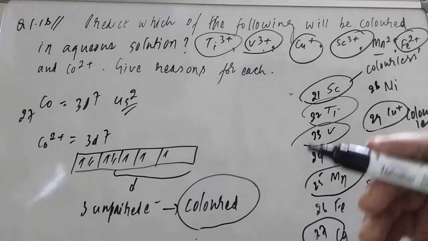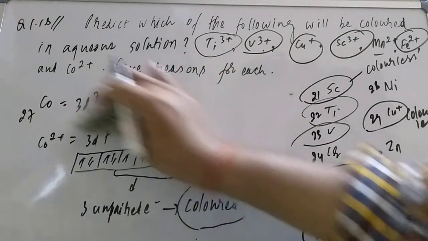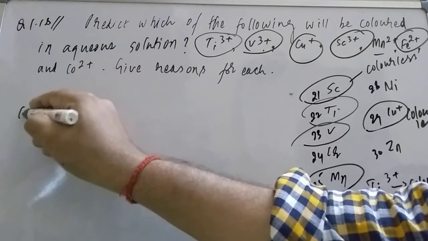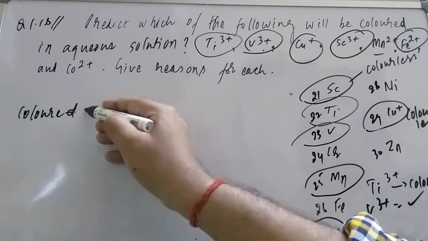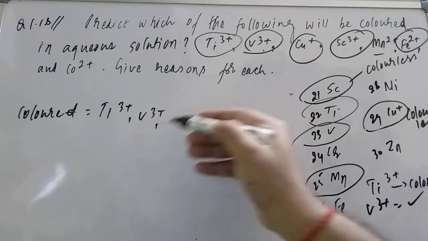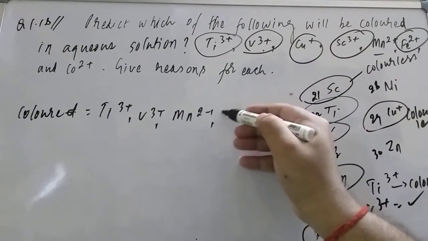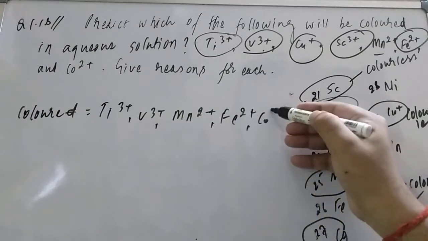Okay, so only 2 are colorless, student. What is colorless? Scandium and copper are colorless. Now you write, they are asking to predict which of the following is colored. So the colored ones are titanium 3 plus, vanadium 3 plus, Mn 2 plus, Fe 2 plus, and Co 2 plus.